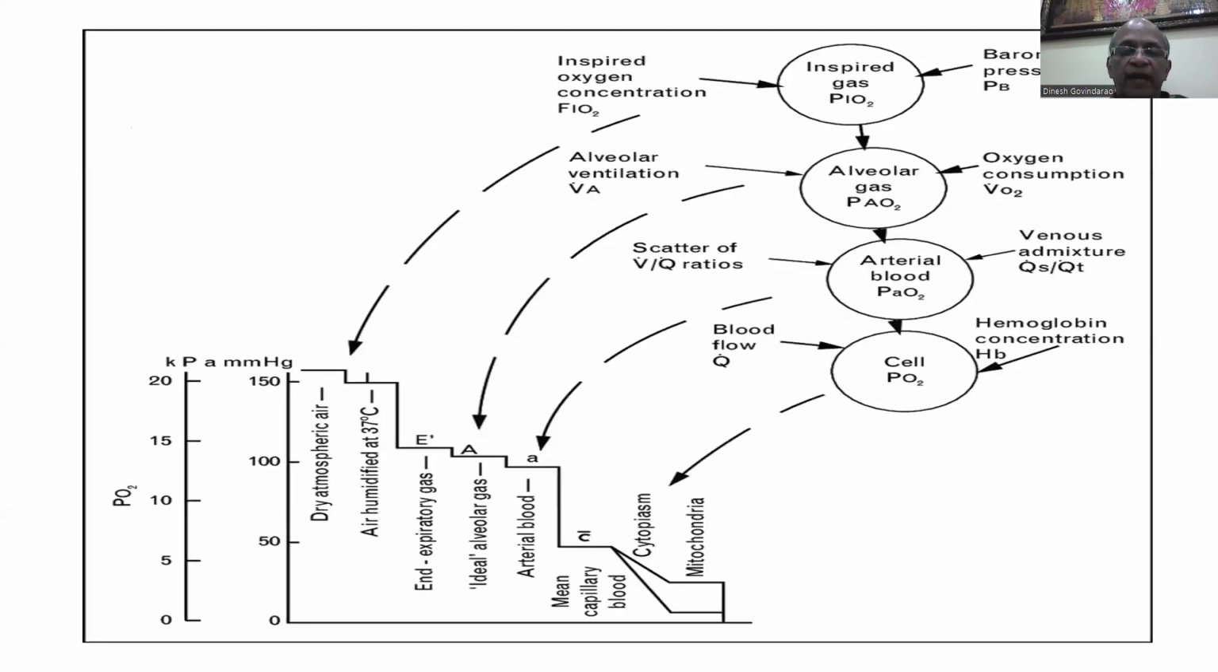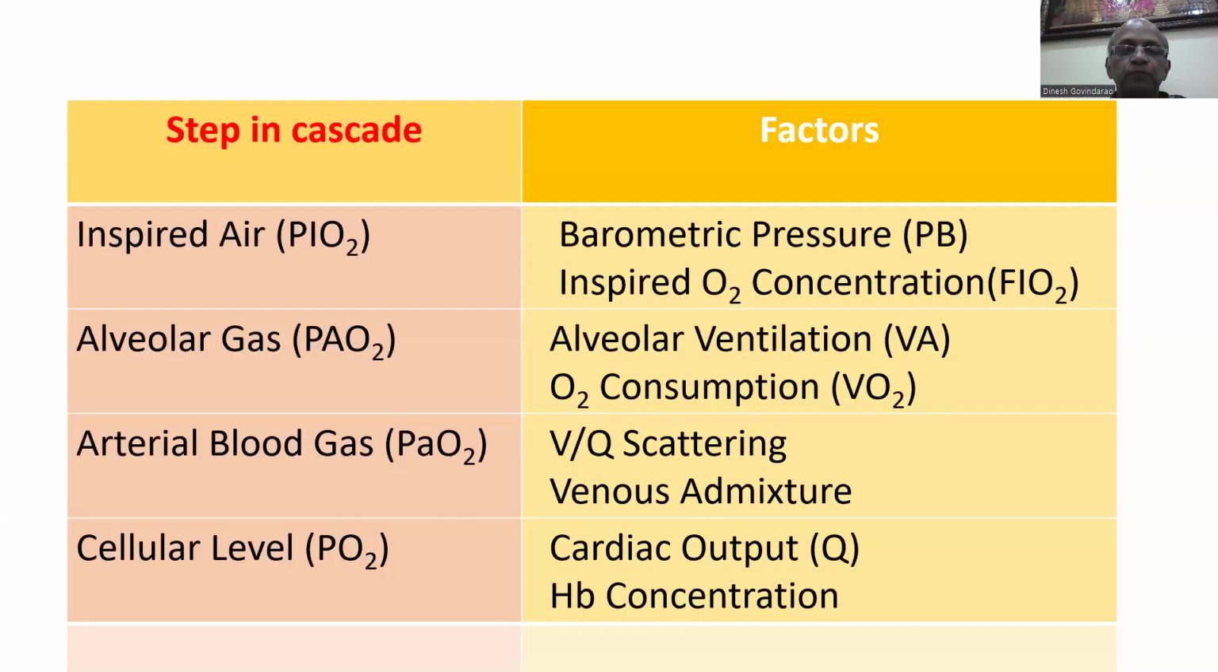As you can see in this diagram, from the dry atmospheric air, through several steps, oxygen partial pressure decreases, and finally when it reaches mitochondria, it is just above 5 millimeters of mercury. The factors which affect these main four stages of the inspired gas partial pressure, the alveolar gas partial pressure, the arterial blood partial pressure, and the cell partial pressure are shown in this diagram.